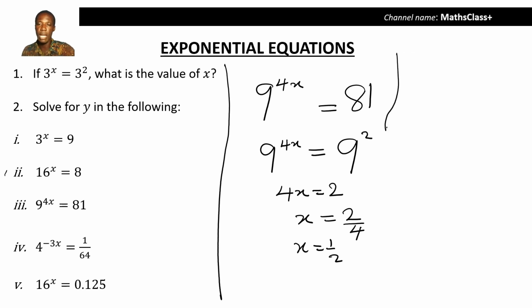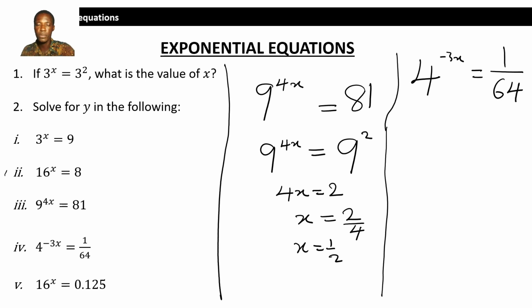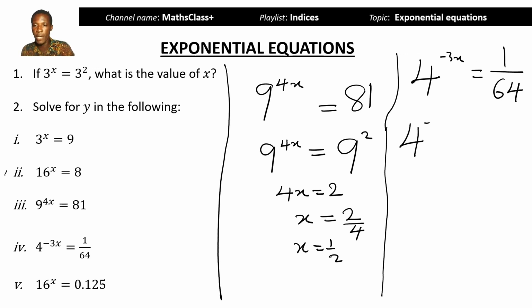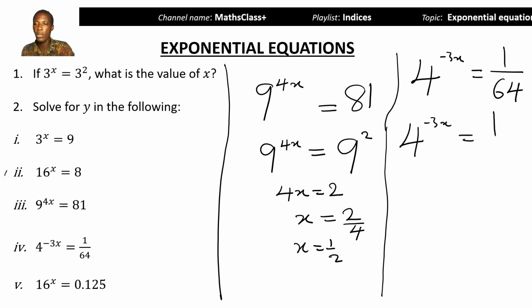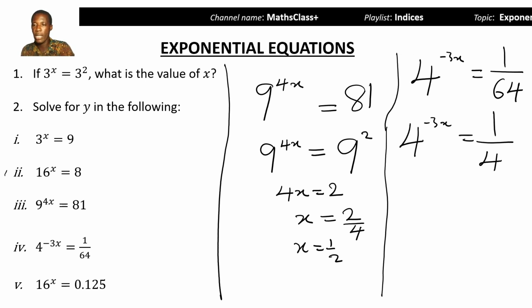I hope this is understandable and that you can do the fourth example. 4 to the power negative 3x is equal to 1 over 64. Okay, so here we can rewrite 64 as 4 to the power 3. So here we will write 4 to the power negative 3x is equal to 1 over 4 to the power 3.